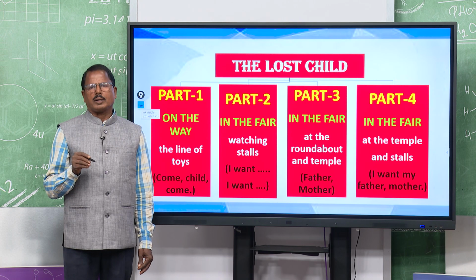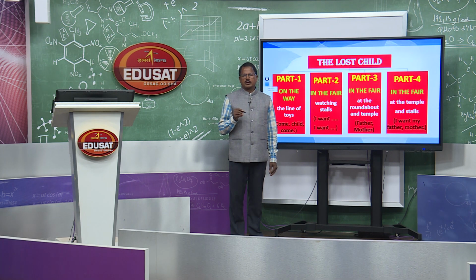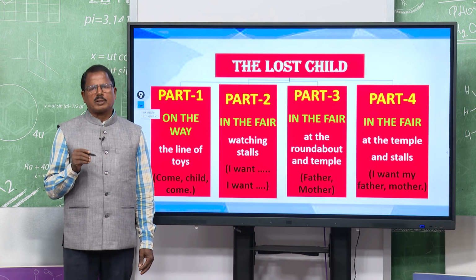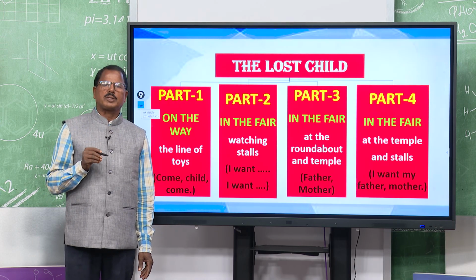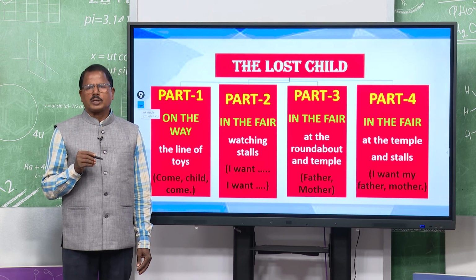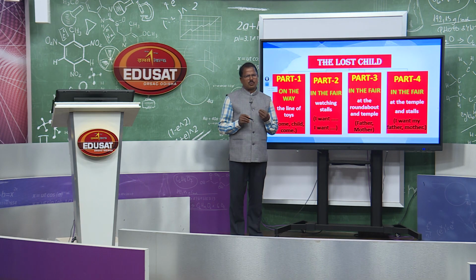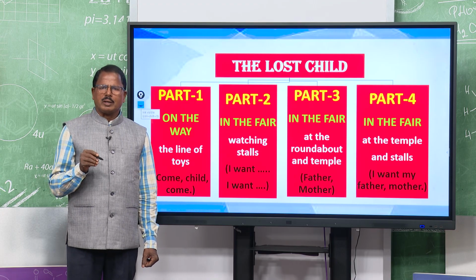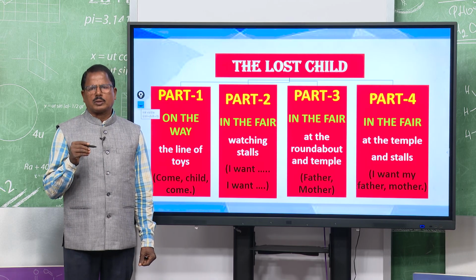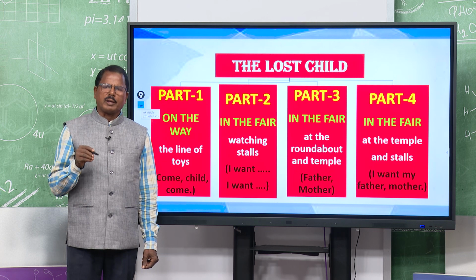And in part 4, what happened? At the temple gate, a man lifted the child and wanted to make the child stop his crying, because the child started crying loudly and he was helpless, he did not see his parents, he was extremely sorry. This man who lifted him from the crowd wanted to divert his mind, but the child said, I want my father, I want my mother. So, you see, in the beginning, come child come, the words of the mother and the father. In part 2, the story is based on I want this, I want that. In part 3, when his parents were missing, the child said, I want my father, I want my mother, and at the end again the child started crying.